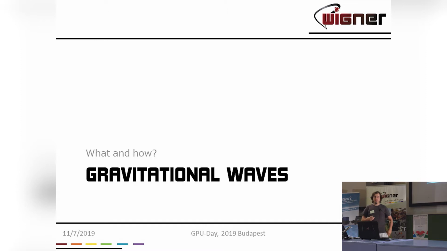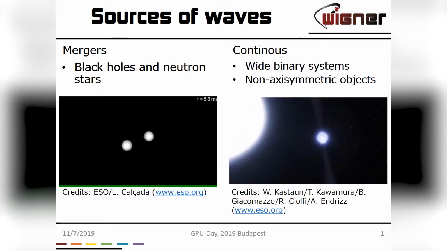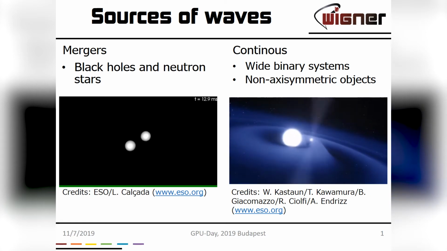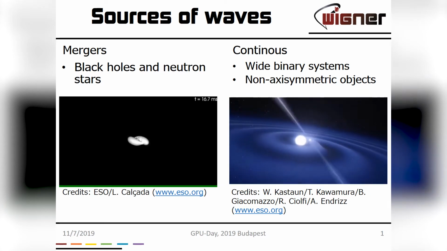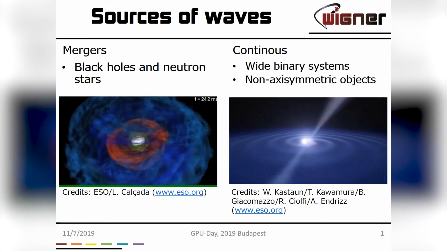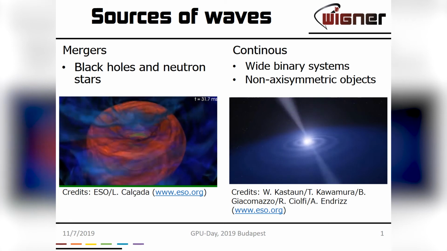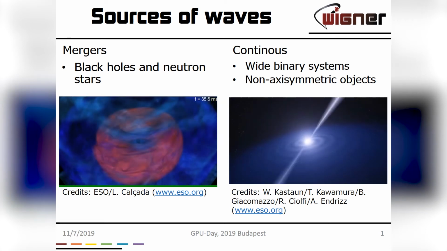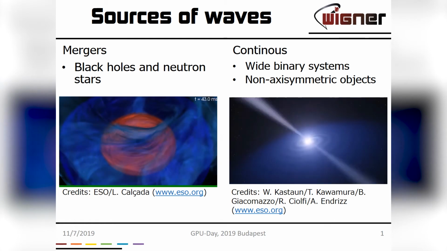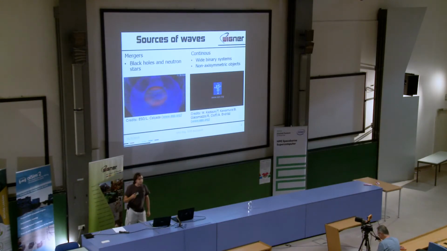So gravitational waves, if you open your favorite news source, then you most likely know what it is. When there are dense astronomical objects revolving around each other, which is the black holes or the binary systems, they emit gravitational waves. And also small systems which do not merge: there are two sources of continuous waves. One is the wide binary systems, when there are two objects that revolve around each other but they don't fall into each other. And the other is non-axis symmetric objects.